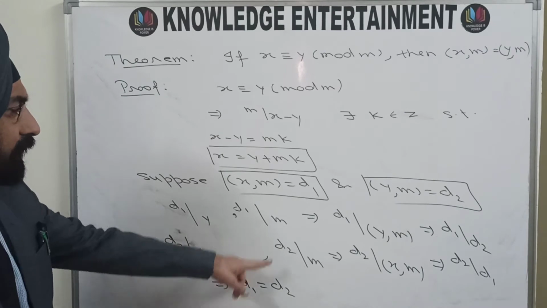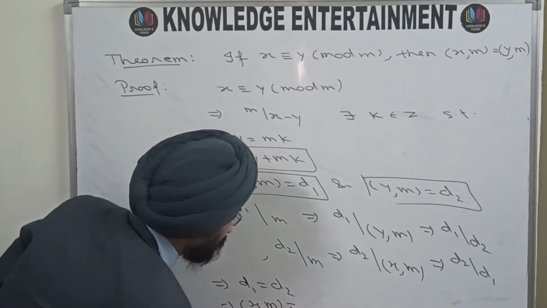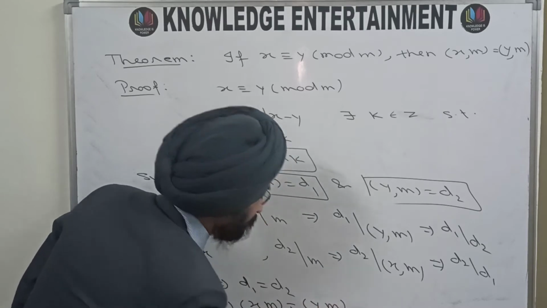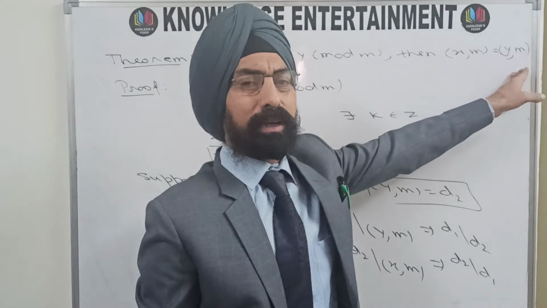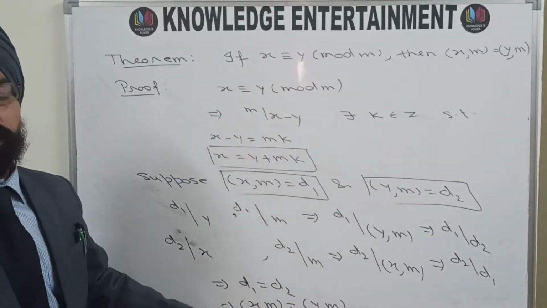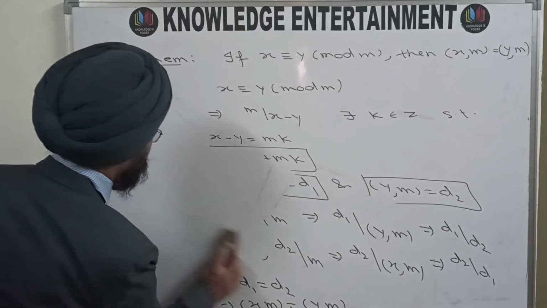But what is your d1? Your d1 is GCD of x and m. What is your d2? It is GCD of y and m. So what we wanted to show, that GCD of x and m and GCD of y and m are the same, has been proved. So this is the second theorem of the day, and now I'll move on to the next one.